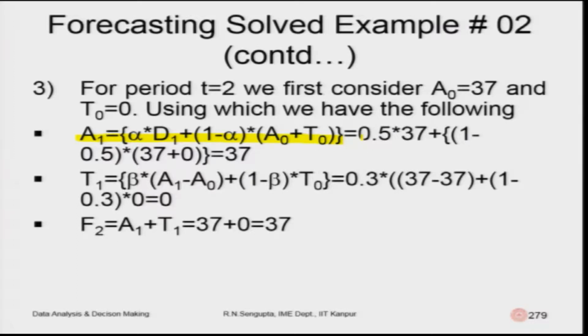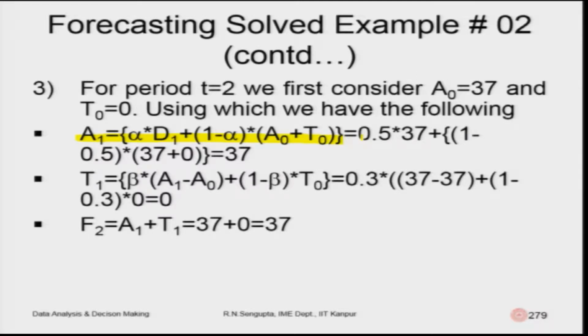we are considering time period t2 because we are starting at t1, for which we are considering 0 values as suffix 0. So, 0.5 into 37 plus 1 minus 0.5, which is again 0.5 into 37 plus 0. Because we are considering a naught as 37 and the trend as 0, based on that we find out a1 as 37. So, a naught was 37, a1 was 37.